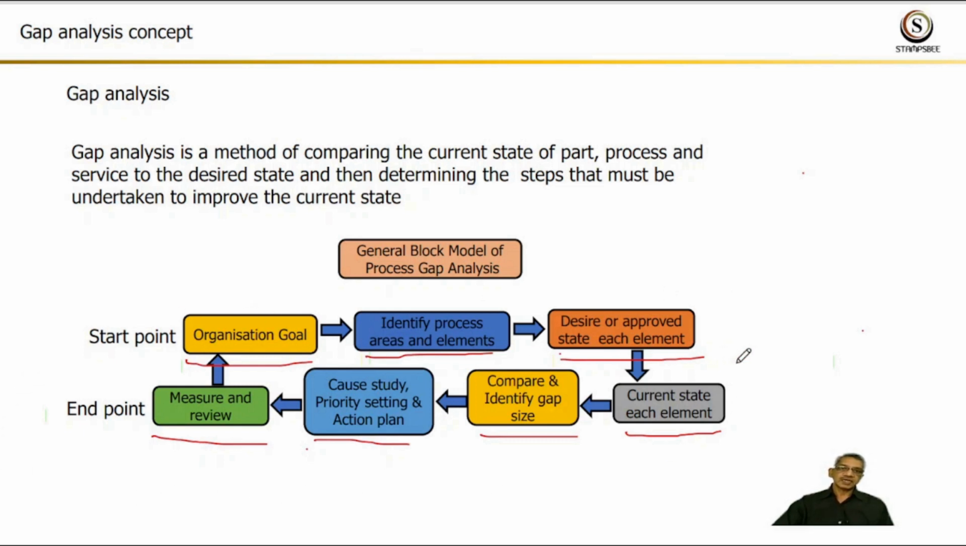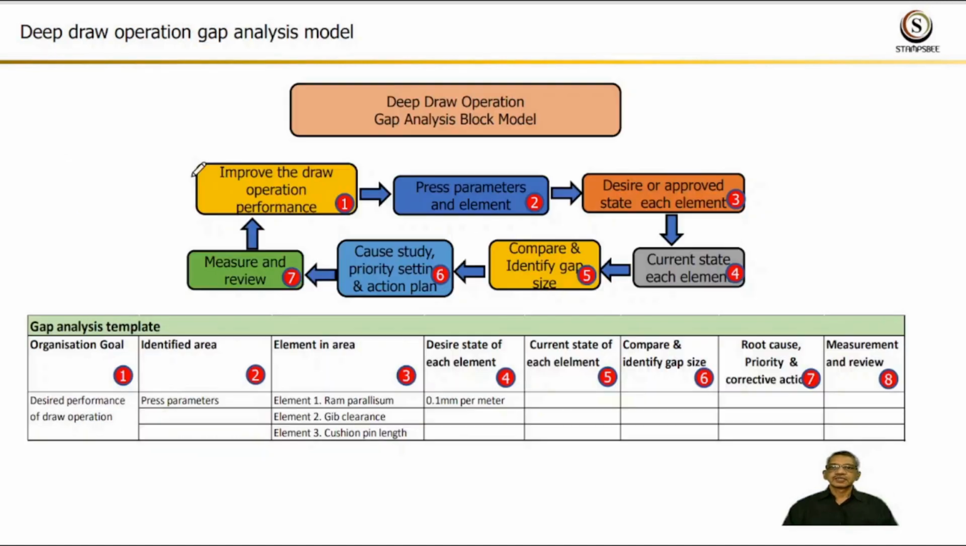Now we will understand the actual block model for deep draw operation and standard gap analysis template for deep draw operation. This is the general block model for deep draw operation gap analysis. The template given below is derived from the above block model. Operation areas and elements mentioned in the templates are identified on a fishbone diagram under the framework of 8 M's. In column number 1, organization goal is mentioned. In our case, improving the performance of the draw operation is the organization goal.